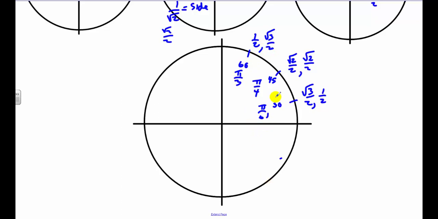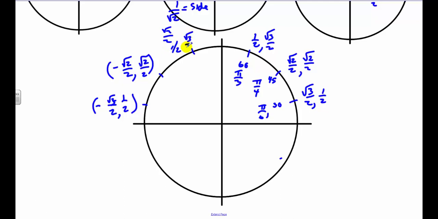Now, here's the interesting thing about circles. They're symmetric over 2 axes. So what I know is that I can fold each of these points over into an adjacent quadrant and have the same x and y distances away. So you'll notice, if I flip this point over, I have root 3 over 2 and a half again, except since I'm in the second quadrant, my root 3 over 2 is negative. I have root 2 over 2 and root 2 over 2 again, except my x is negative. And I have a half and root 3 over 2 again, but the half is negative.